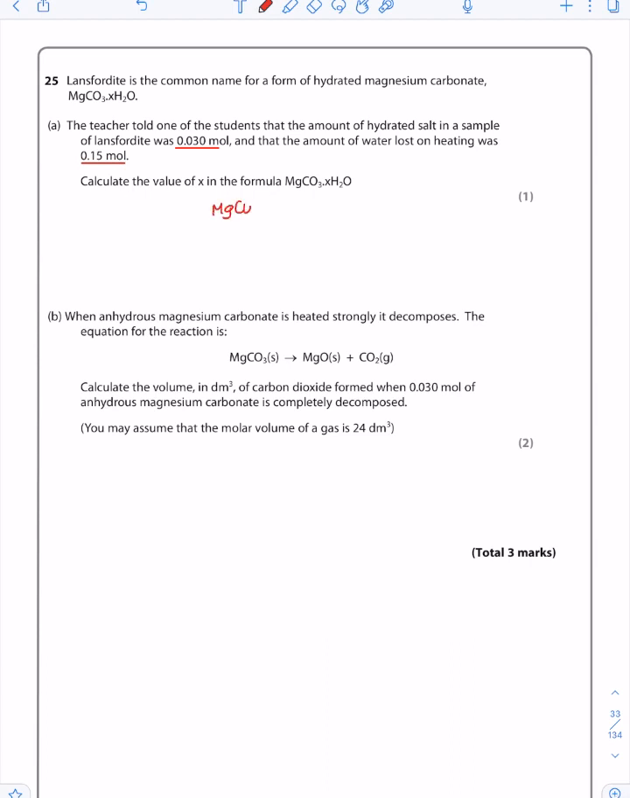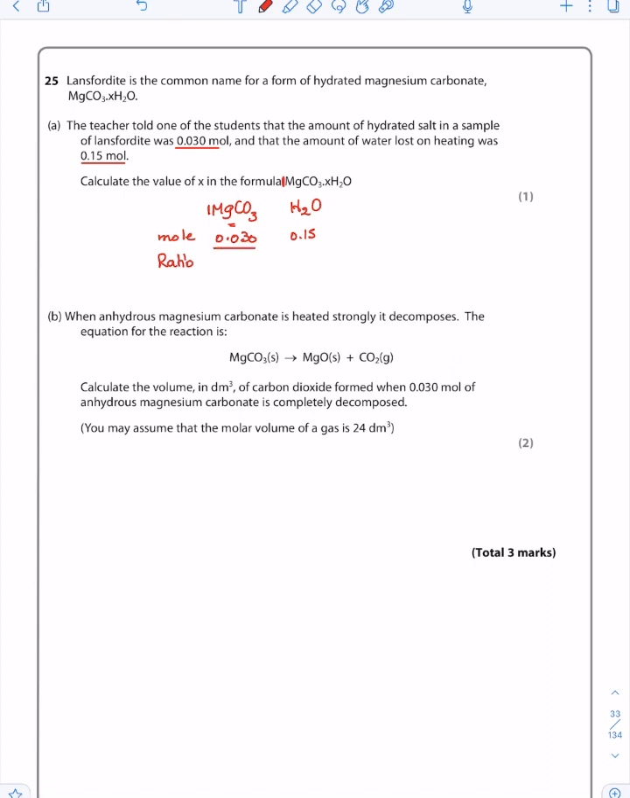معنى ان هو قال ان ال amount of magnesium hydrated salt is 0.030 يبقى كده المغنيسيوم كربونات انهيدرس برضو 0.030، لان الريشيو بين المغنيسيوم كربونات الهيدريتد والانهيدرس بتبقى 1 to 1 فلو هو 0.030 مول of hydrated يبقى لازم يطلع 0.030 مول of anhydrous. اما بالنسبة للووتر فهو قايل لي ان الووتر لاست was 0.15 مولز. كده احنا معانا المولز، فاضل ان احنا نجيب الريشيو على طول ما بينهم عشان نعرف الفاليو اوف اكس.